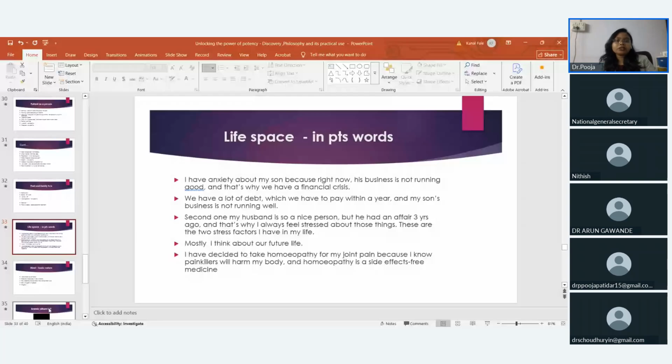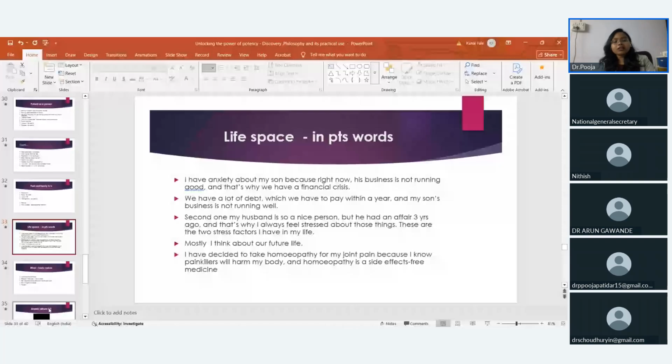The patient told me that she has anxiety about her son because right now his business is not running well, and that's why she has a financial crisis. She has a lot of debt which she has to pay within a year. Second, she told me that her husband is very nice, but he had an affair 3 years ago, and she felt very stressed about those things. These are the two stress factors in her life. Mostly she thinks about the future, what will happen in her life.